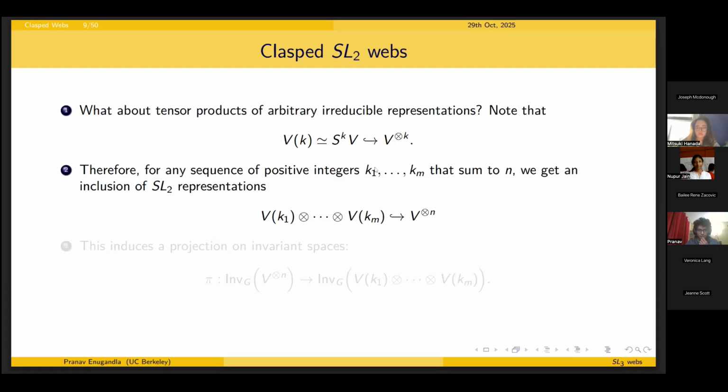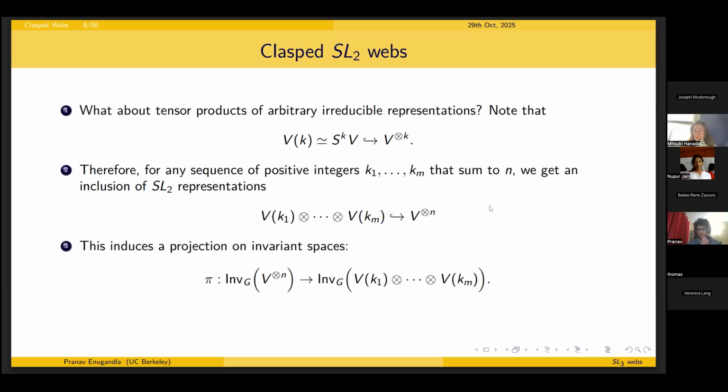So anytime you have a sequence of positive integers, this is just Vk sitting inside V tensor k, but if I have a bunch of these non-fundamental irreducible representations, if they sum to n, this Vk1 sits inside V tensor k1 and so on and so forth. And when you tensor all of these, this tensor product of non-fundamental irreducibles lives inside the nth tensor power of V. And if you just dualize, because invariants are just maps into the trivial representation, I get a map going the other way, which is going to be a projection.